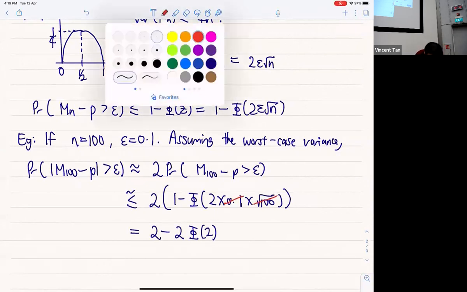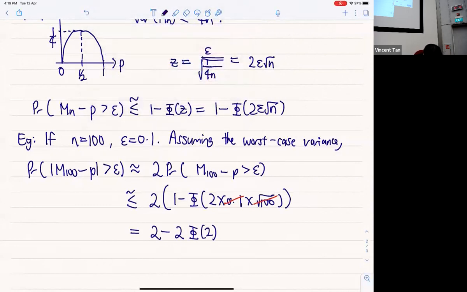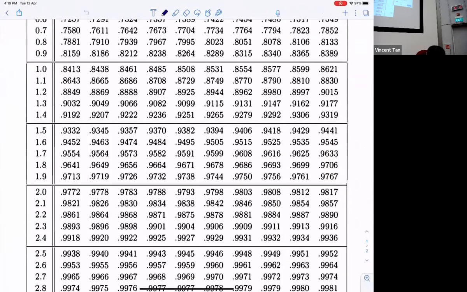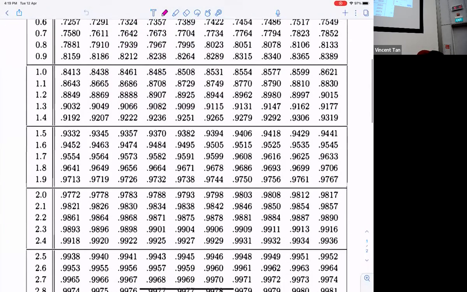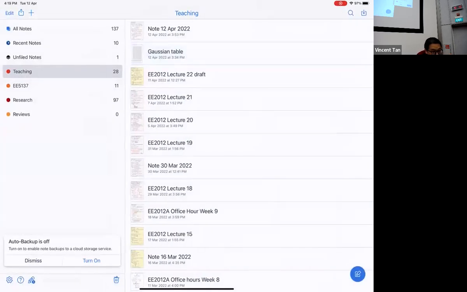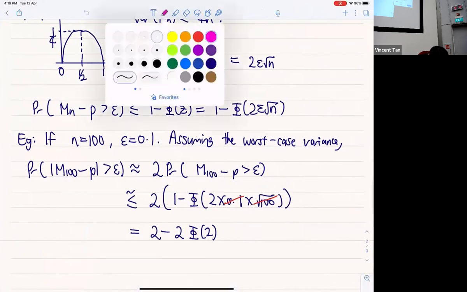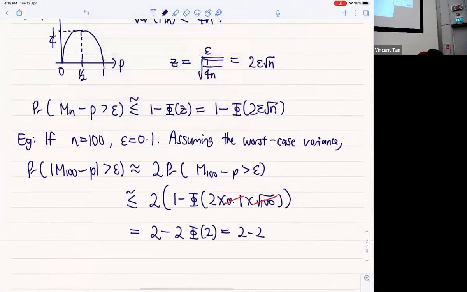Okay, so we can look up our table. In case you don't know how to look up a table, what is phi of 2? Here you have this table. So phi of 2, what we are looking for is exactly this number, 0.9772. So this becomes, I just looked up the table for you, 0.977. That is equal to 0.046.